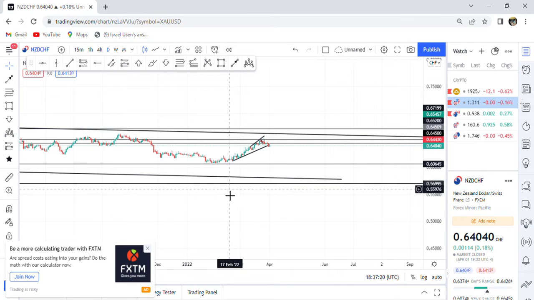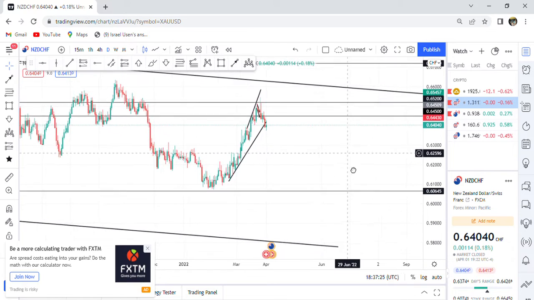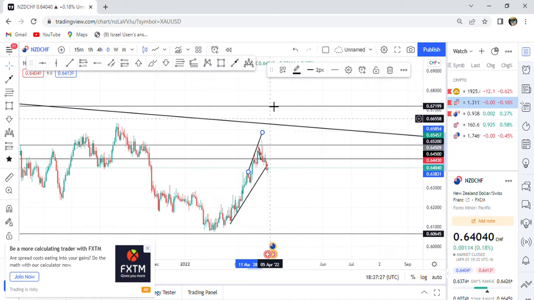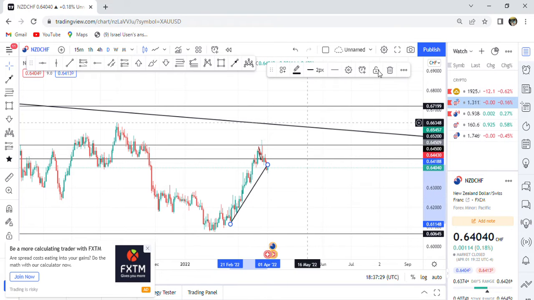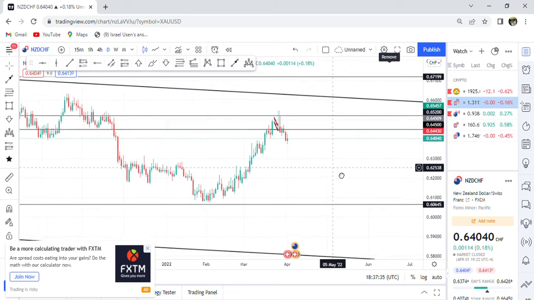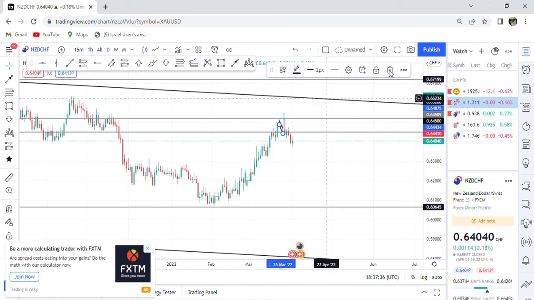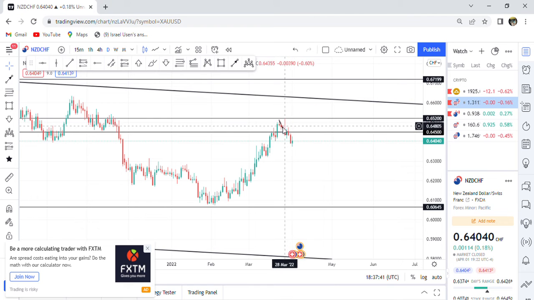In the daily, we have been bullish. Sorry for that point there. In our daily time frame, we've been bullish, and price broke structures at this point here.